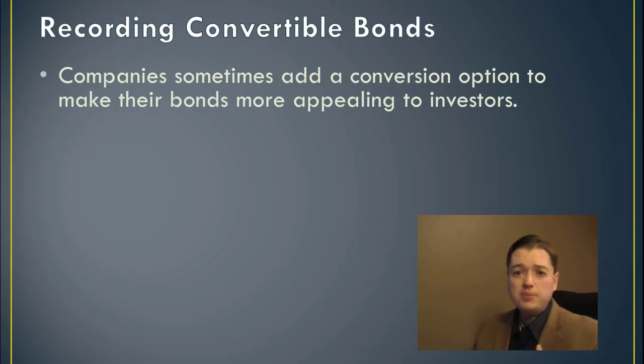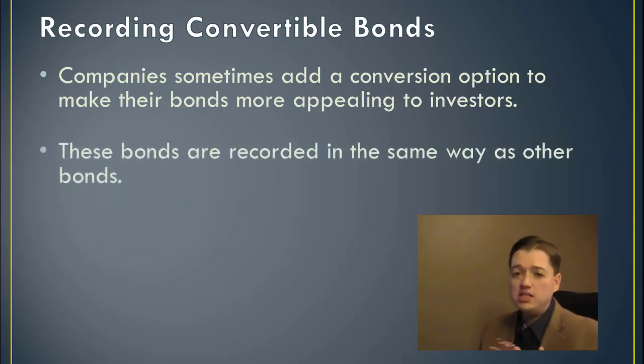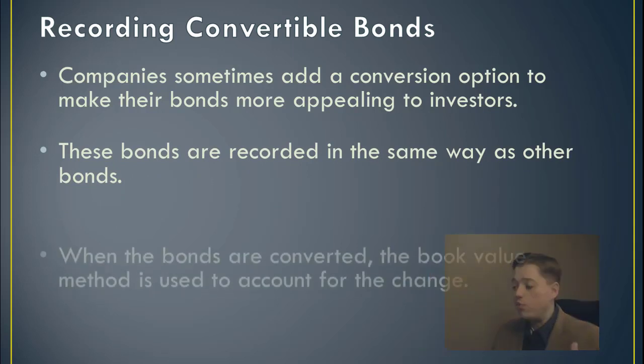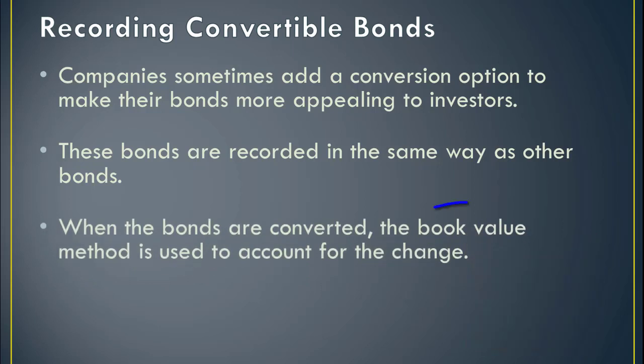Now, the good news from an accounting perspective is we record these bonds the same way as every other bond. We don't have to do anything special to record them. The only time we do something special is when the conversion happens, and we're going to use a special method called the book value method to account for the change from debt to equity. The basic idea of this book value method is that I take the value in my liability account and I move it directly into my equity account. So I'm not looking at stock price, I'm not looking at the market price of the bond, I'm ignoring all of that. I'm just going from the book value of the bond to the book value of the equity.